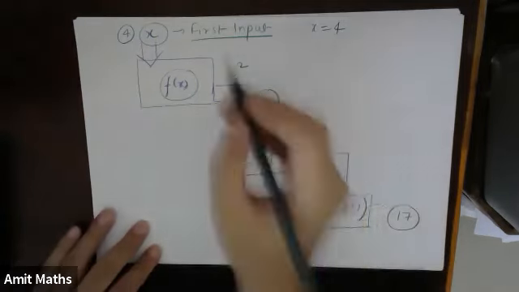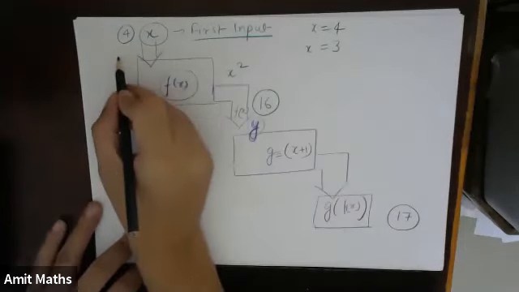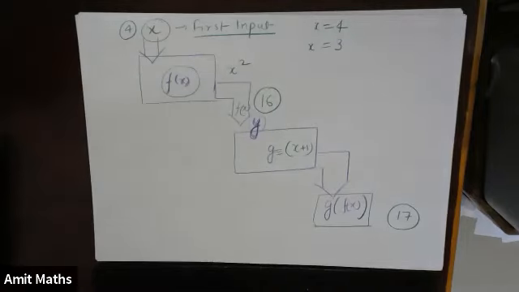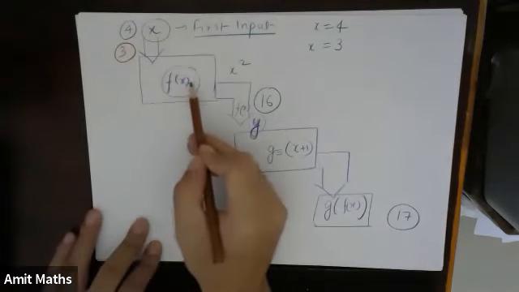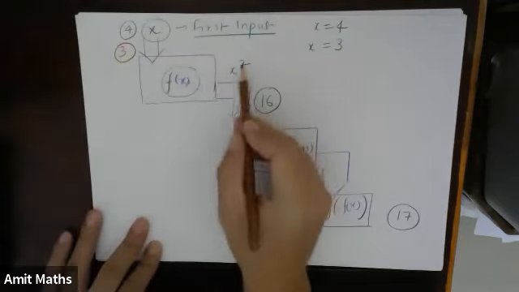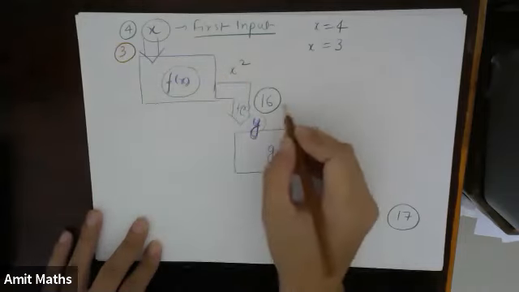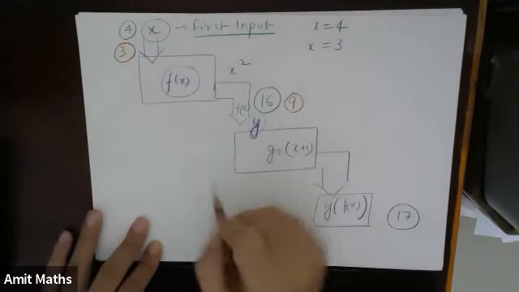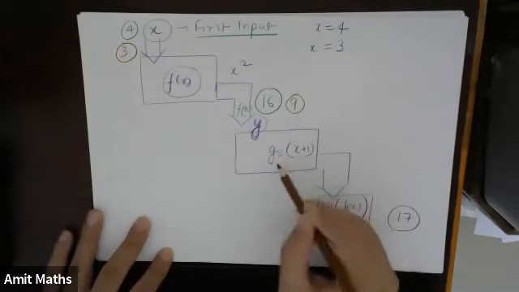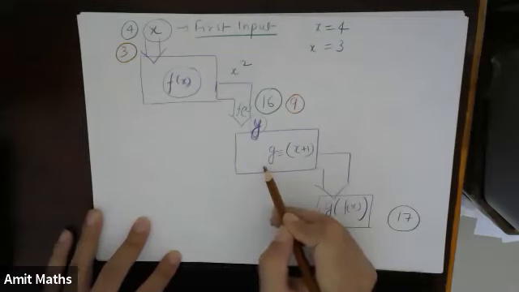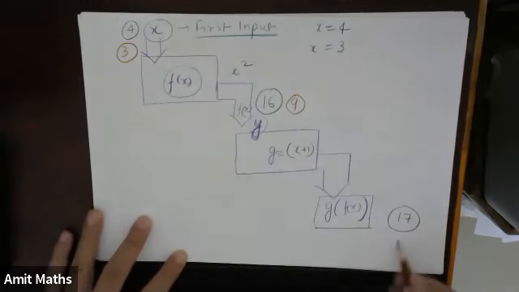Understood? Now suppose I give the input x as 3. f of x is x square, so whatever input I give, it will square it. So 3 becomes 9. Now this 9 is given as input to the next machine, which will add 1 to 9. So the final output will be 10.